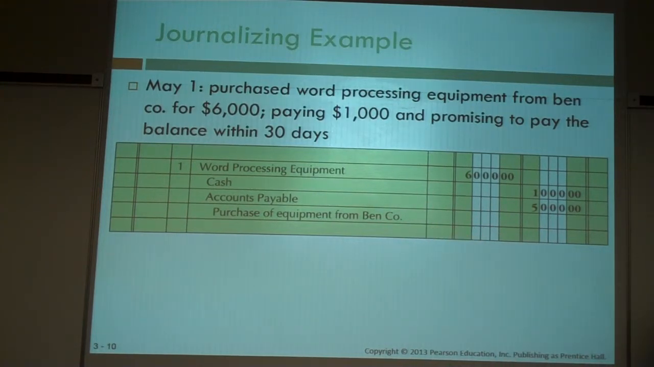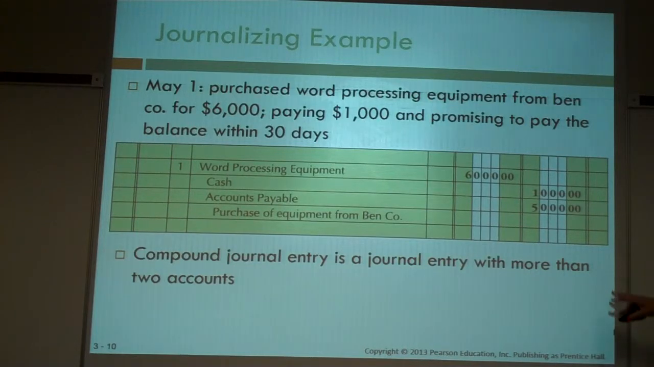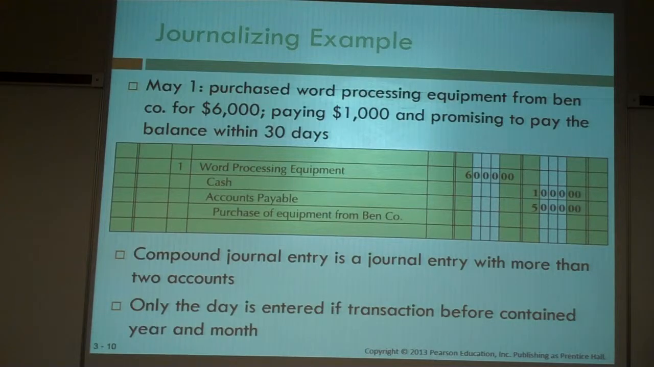Okay, if you forget while we're doing chapter 3, it'll still be okay, but then you'll have to remember to do that when we get to the subsidiary ledger chapter. Purchase of equipment was our description. Good enough for purchase of equipment for the description? Yes. It's a compound entry. Oh, and only the day was entered. See, we didn't have to write the May again.